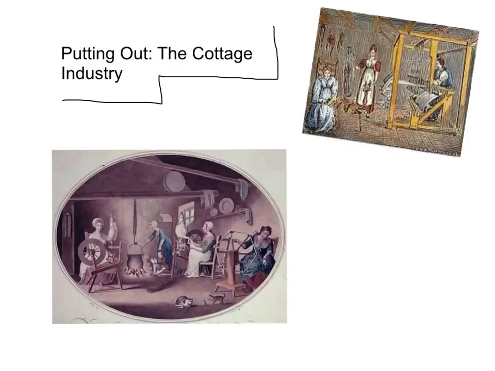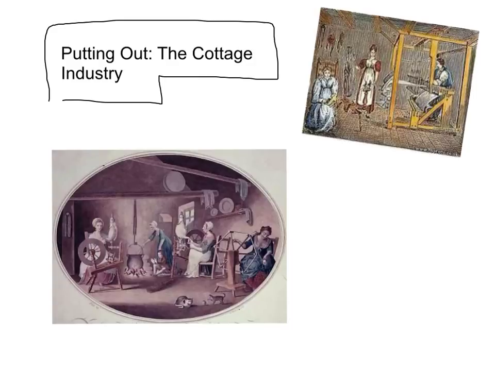And this system is called putting out, which is a strange thing to call this. But sometimes it's called the cottage industry. Sometimes you'll see it referred to as the domestic system. But it's a really simple system, and these two pictures sort of illustrate it. You can see these are people working in their homes. And that's what happened. Entrepreneurs would seek to evade the restrictive practices of the guilds, get around town guilds.